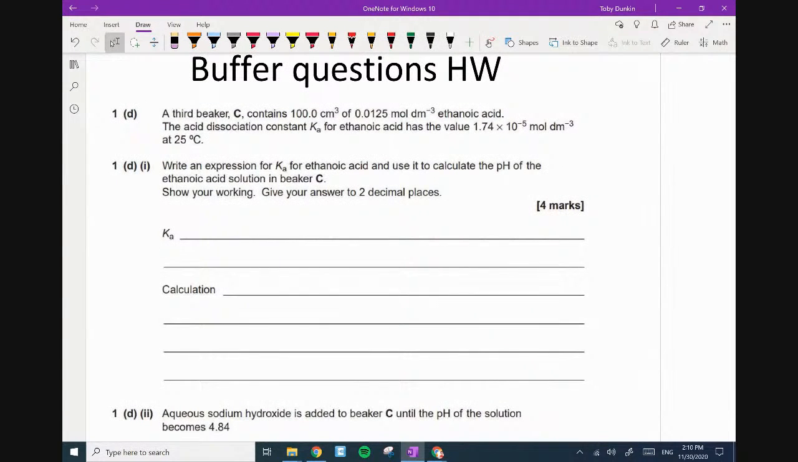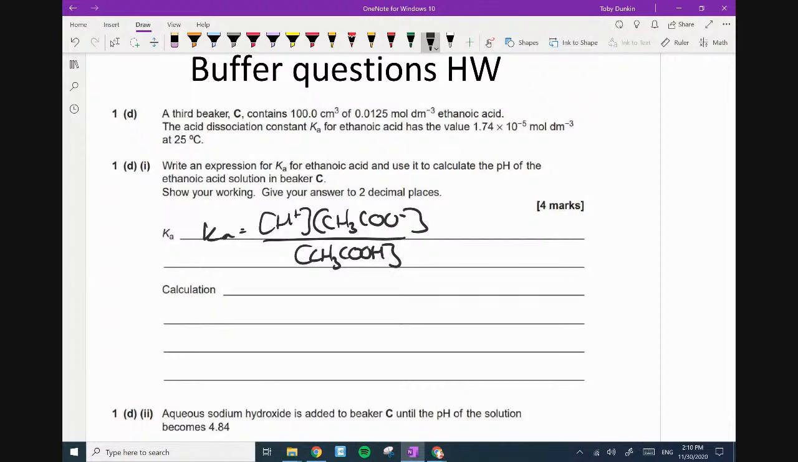A third beaker C contains 100 centimeters cubed of ethanoic acid. The acid association constant is given here. Write an expression for Ka equals [H+][CH3COO-] over [CH3COOH].